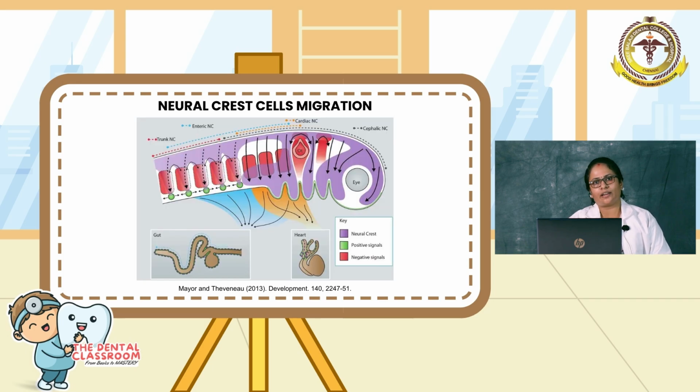So what do these neural crest cells do when they migrate? This diagram will give an idea of how the neural crest cells migrate to different parts of the embryo. The purple color indicates the neural crest cells. Based on the region where they migrate, they are named cephalic neural crest cells if they migrate to the head region, and they are called cardiac neural crest cells or trunk neural crest cells, or they are called enteric neural crest cells. In this diagram, you can see some green zones which show positive signals that attract the neural crest cells, while the red zone shows negative signals that restrict where they can migrate.